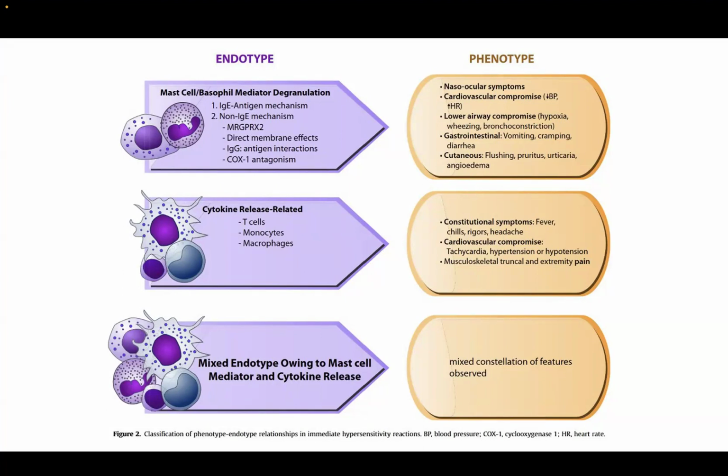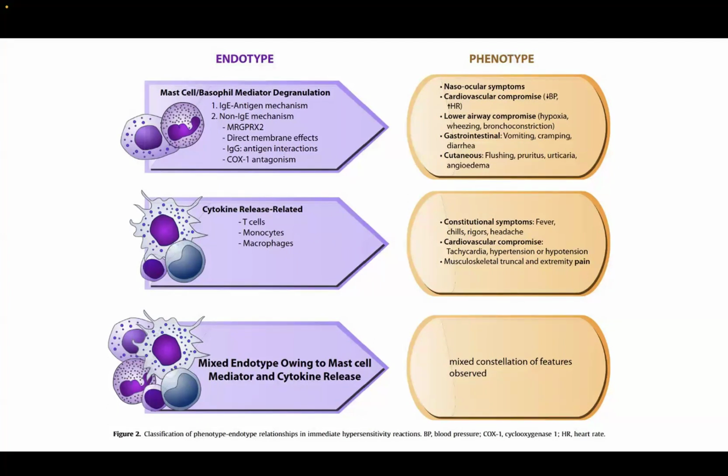These mechanisms, or endotypes, will result in a specific phenotype, which is mainly the typical immediate reaction symptoms: nasoocular symptoms, cardiovascular compromise with decreased blood pressure and increased heart rate, lower airway compromise with hypoxia, wheezing, and bronchoconstriction, gastrointestinal symptoms such as vomiting, cramping, and diarrhea, and cutaneous manifestations such as flushing, pruritus, urticaria, and angioedema.